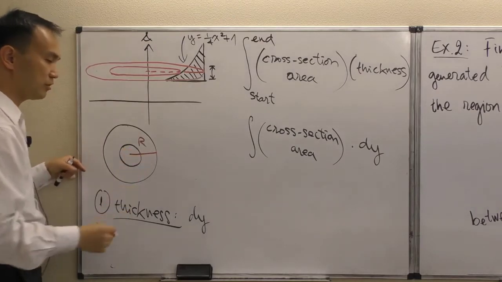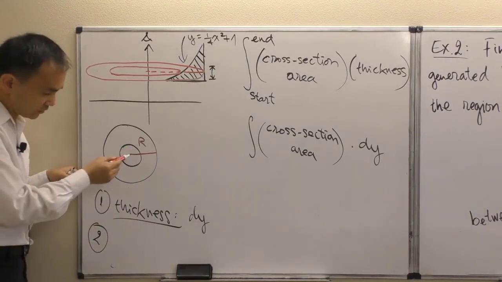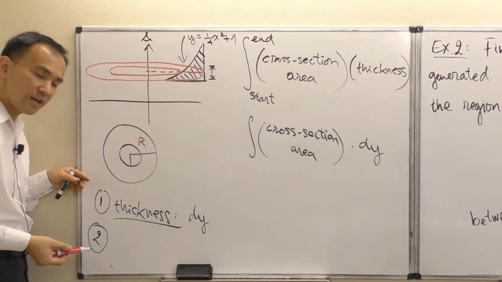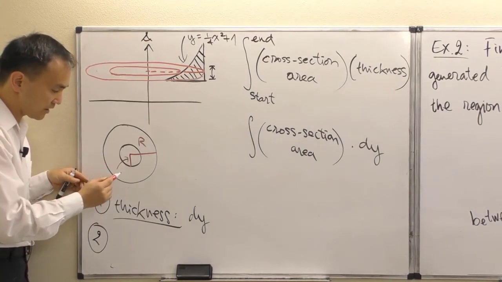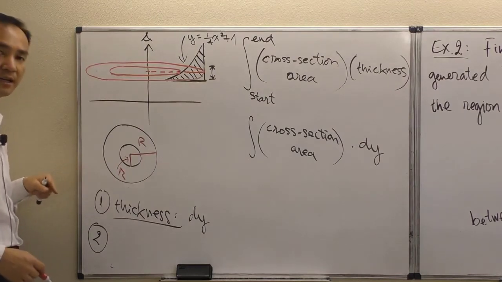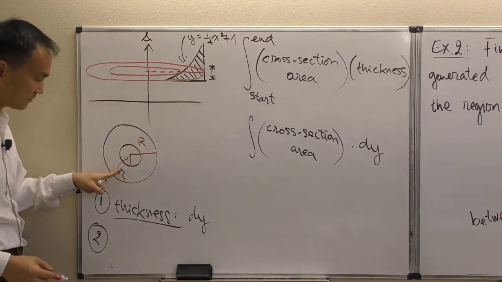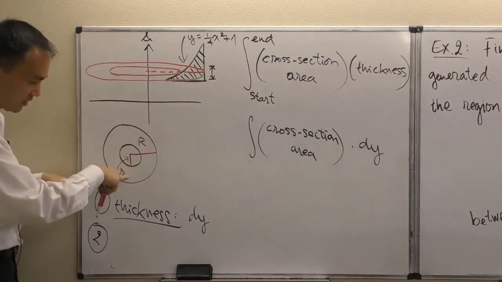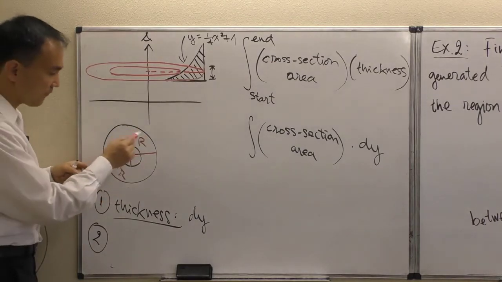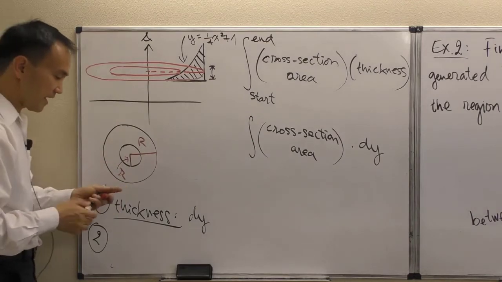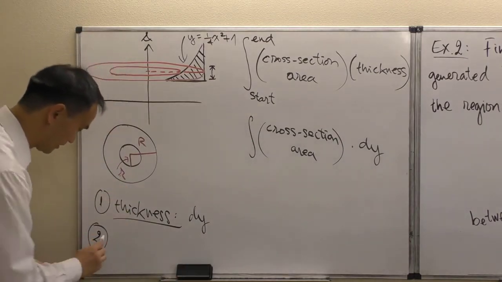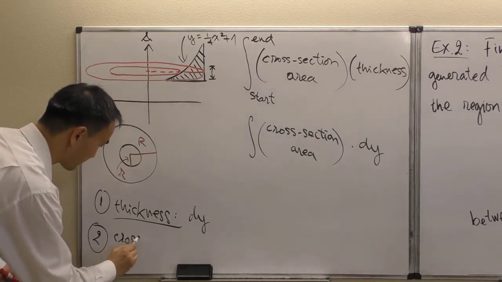Let's call that capital R. There's the inner circle with the smaller radius, which makes sense that way. This is lowercase r, little r. So big R, little r. And then the difference between the two areas, the outer circle. Now I'm on my way, as a thought process again, for cross-section.